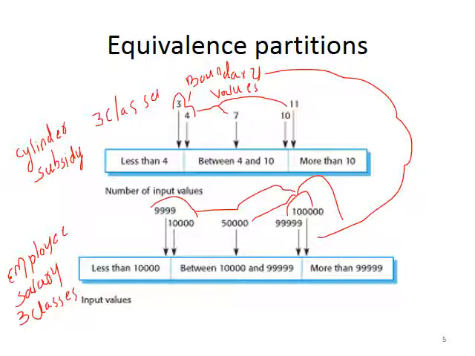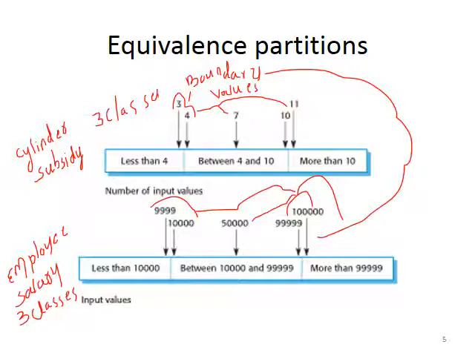The second example is employee salary. Employee salary is given here. I am issuing BPL cards or normal ration cards to them. If they are getting less than 10,000, then I will give them a BPL card. Between 10,000 and 99,999, I will give a normal ration card. More than 99,999, they will not get any ration card. So here again we can see 3 classes, and along with that you can see the boundary values.